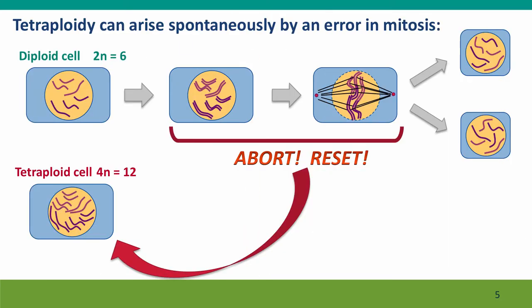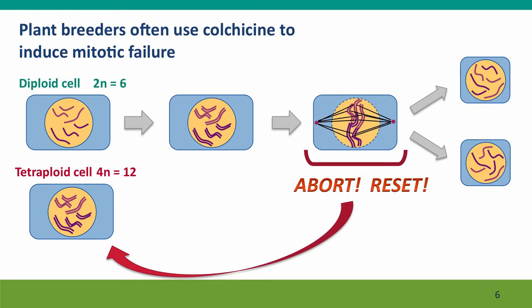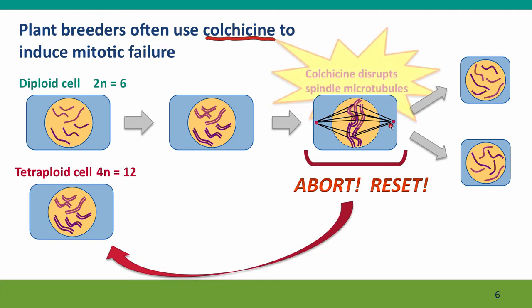Now, tetraploidy, as we said in the previous lecture, can arise spontaneously by an error in mitosis, but it can also be induced by plant breeders using a chemical called colchicine. What colchicine does is it disrupts the microtubules. So the microtubules in mitosis actually disintegrate, and this therefore forces the checkpoint to abort the mitosis, and this tetraploid cell returns to the cell cycle. So this generates large numbers of tetraploid cells from diploid cells.